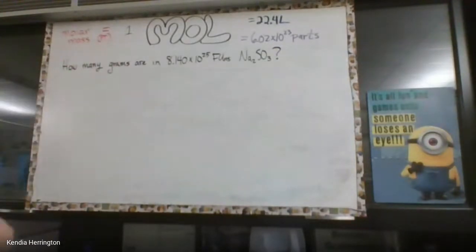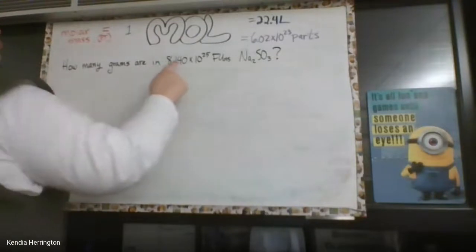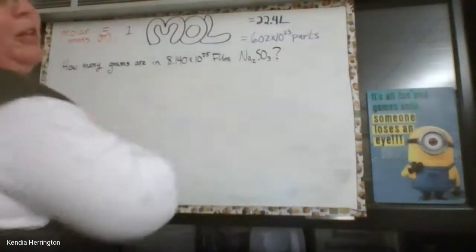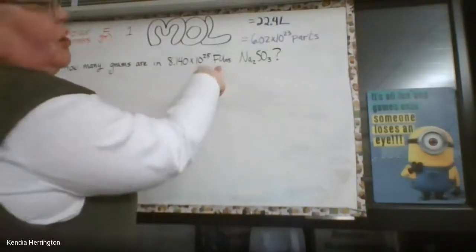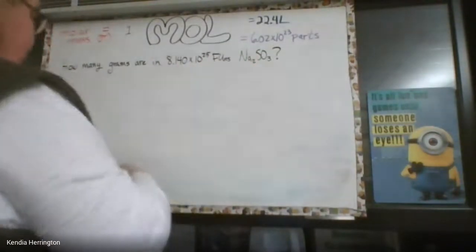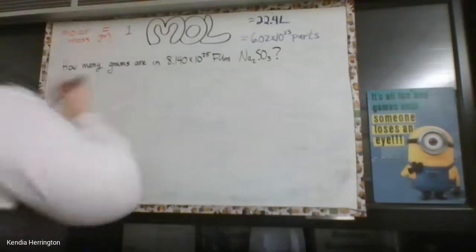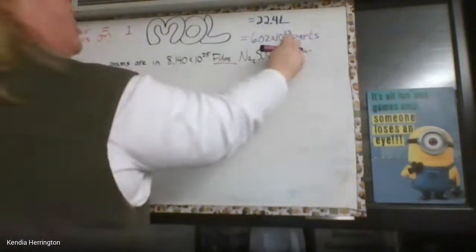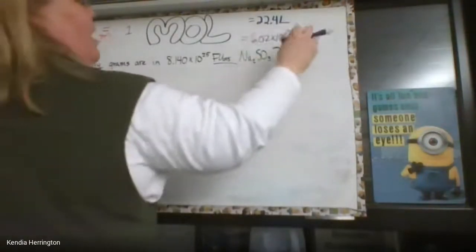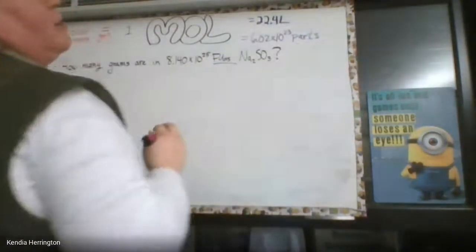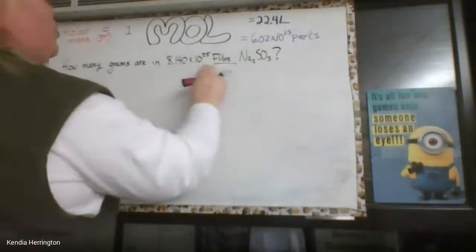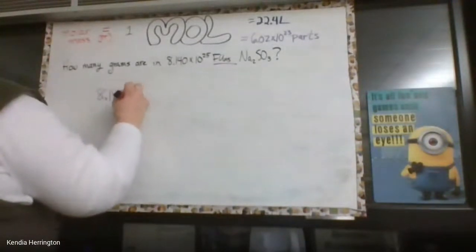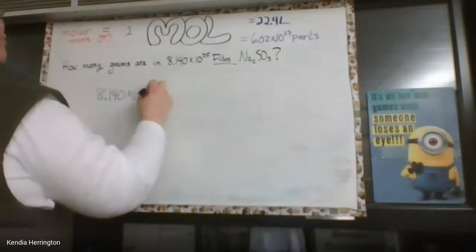So the problem we're given this time is how many grams are in 8.140 times 10 to the 25th formula units. Remember, fancy word for compound, of sodium sulfate. So the first thing I look at is I recognize that this is a particle. So I'm going to start off knowing that I'm using 6.02 times 10 to the 23rd particles. So this is my quantity. I'm going to start off with 8.14 times 10 to the 25th formula units.